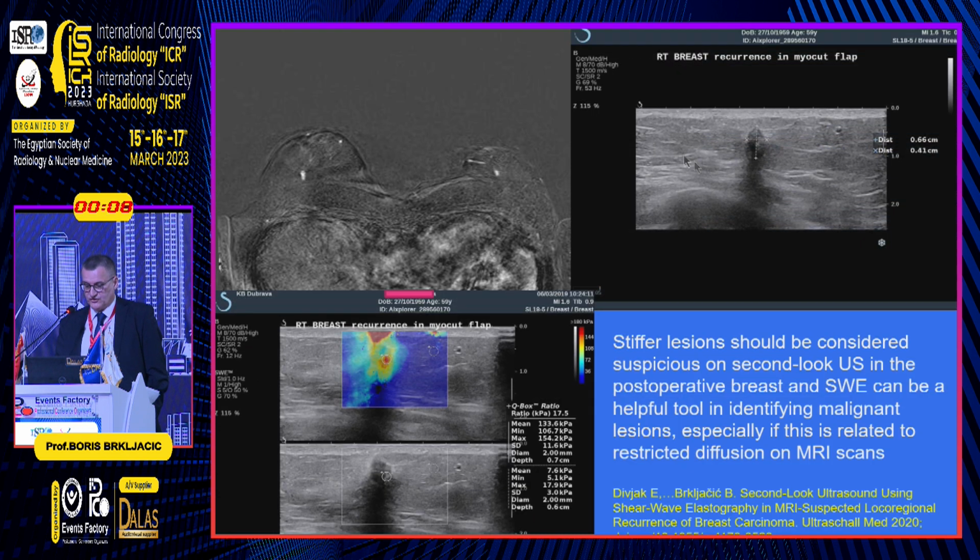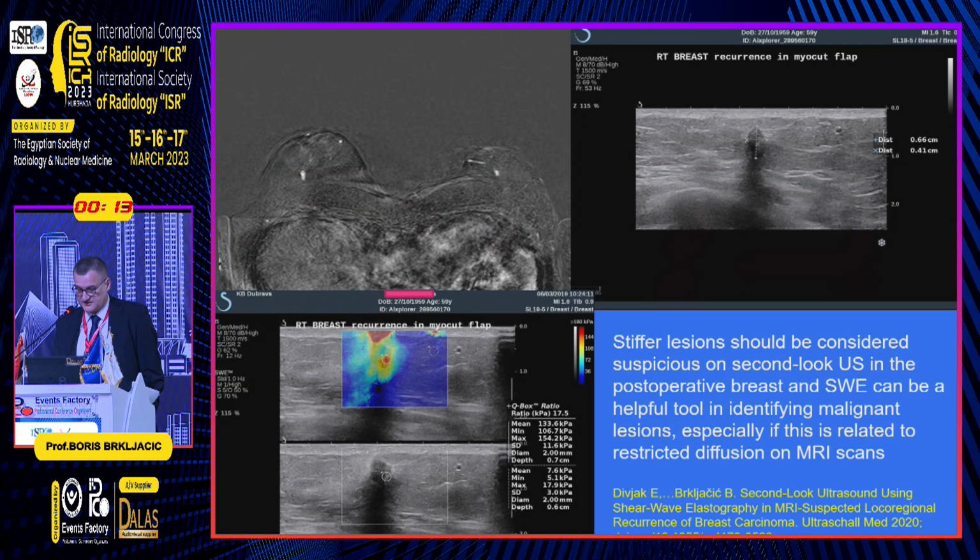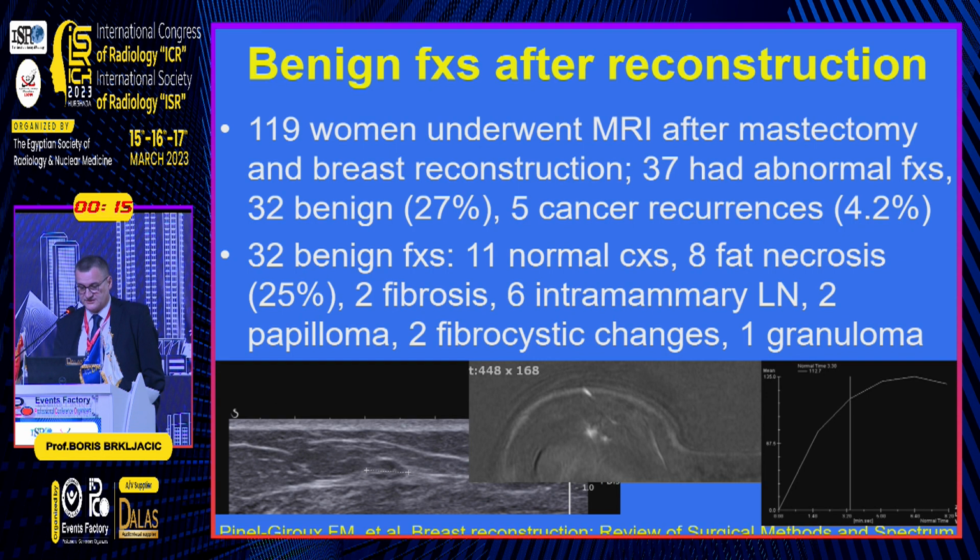And certainly if you see those stiffer lesions on ultrasound, if you do second look ultrasound after MRI, they should be considered suspicious, and elastography might be a helpful tool in a... if this is related to restricted diffusion on MRI scans.